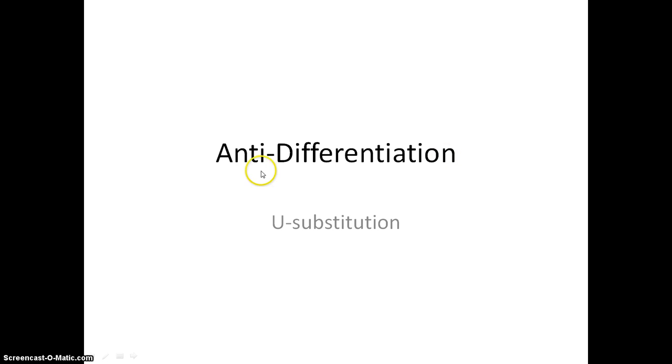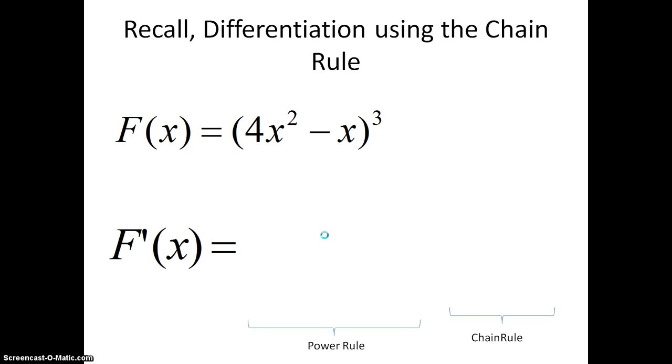Welcome. We're going to work on some anti-differentiation. The method of anti-differentiation is called u-substitution. But for some review and to make some connections, we're going to start by recalling how to differentiate, the forward process using the chain rule.